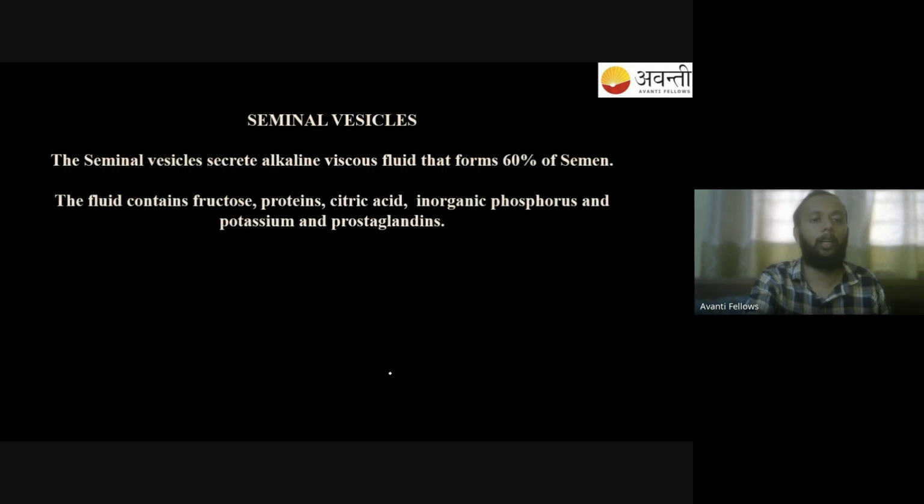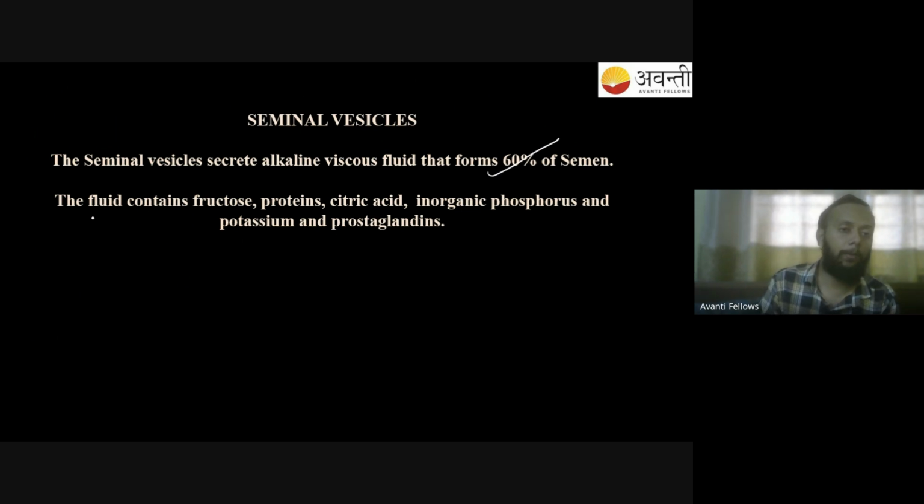Now let's have a look over here. Seminal vesicle, it's an alkaline viscous fluid that forms around 60% of the semen, right? The fluid contains fructose, protein, citric acid, inorganic phosphate, phosphorus, phosphate, and prostaglandin. This is what you will find in the seminal vesicle, and I have already told you what are the roles they are going to play.